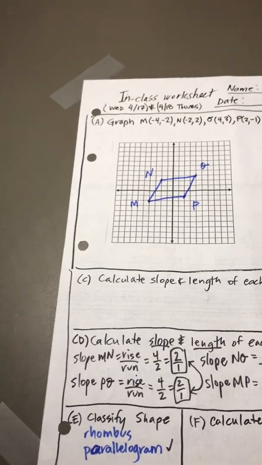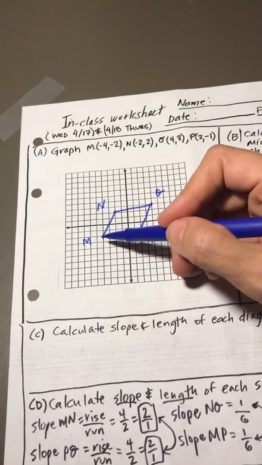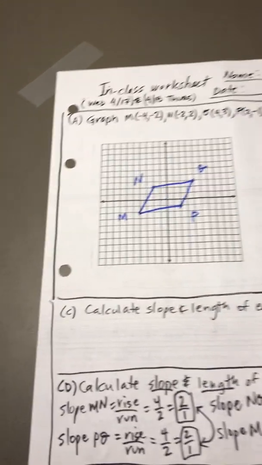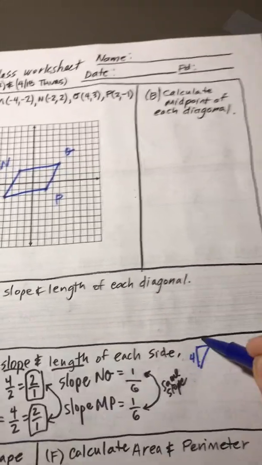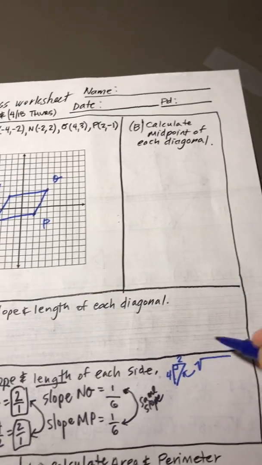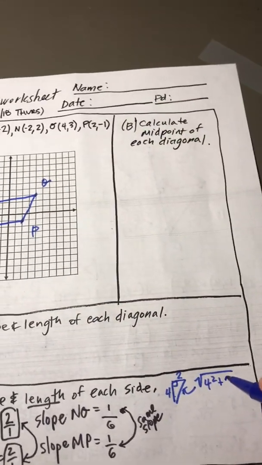So if we find the length of a side, I have MN. Again, if I think about this imaginary right triangle, I went up 4, over 2. This triangle, 4 and 2, is in fact a right triangle. And using the Pythagorean theorem, I can solve for that hypotenuse. And that is the length I'm looking for.